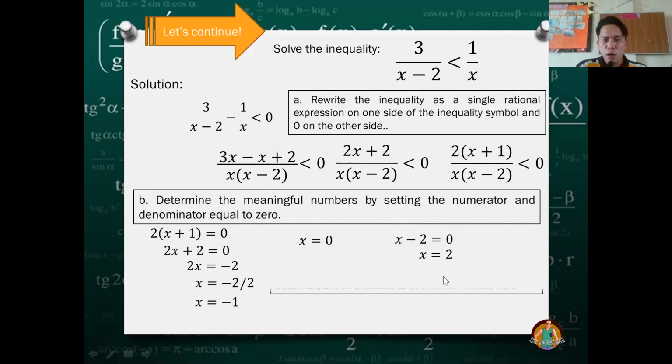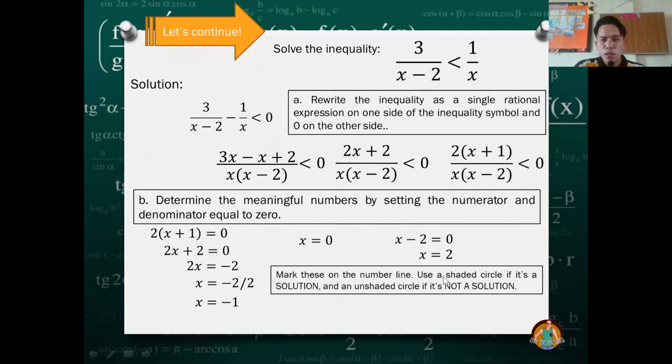So we can now have our number line. So mark this on the number line, use a shaded circle if it's a solution, and unshaded circle if it's not a solution. Okay? So ano yung meaningful numbers na nakita natin sa number line? That is negative 1, we will have 0, and 2. Okay? So iti-test natin kung negative 1, 0, and 2 are part or not part of the solution. So, try mo natin si x is equal to negative 1.